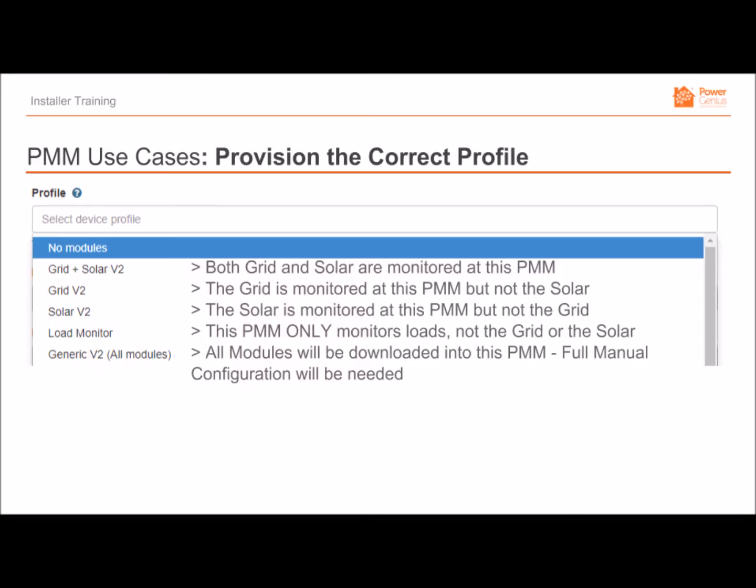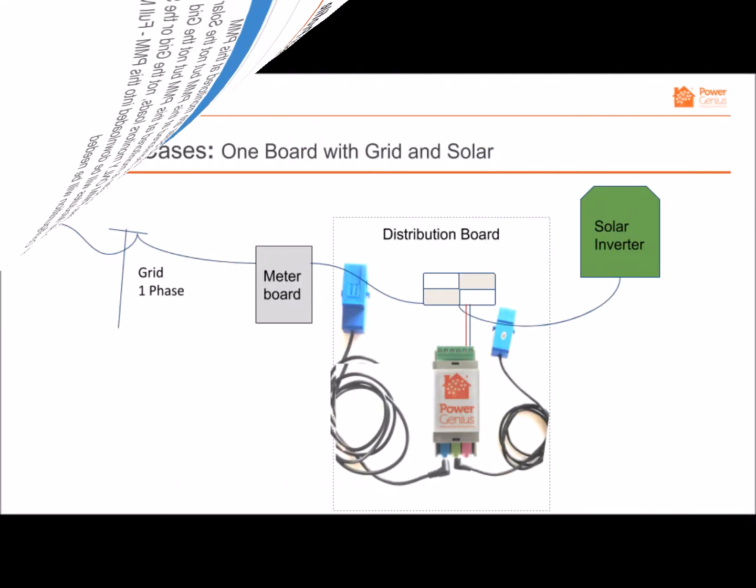Each PMM can be used to monitor various scenarios, so it may be monitoring the grid and the solar at the same PMM, or a PMM may be used just to monitor the grid and another one used on the site just to monitor the solar. You can also use PMMs to monitor just loads, not grid or solar, and you can also download all the modules so that you can then configure it as you see fit on site.